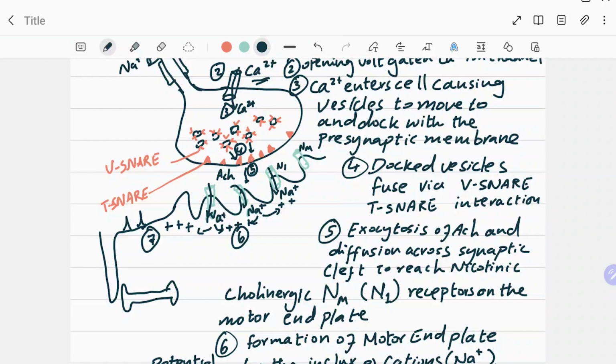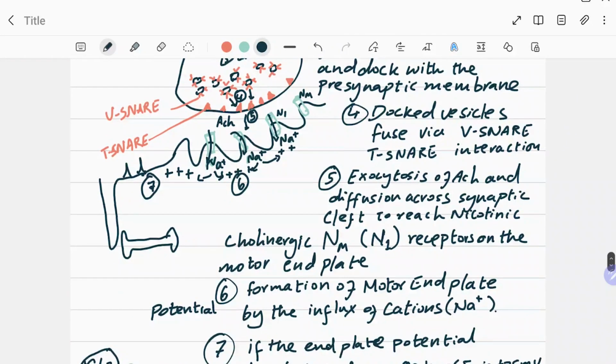Then step 4, after the docking takes place, the vesicles move and fuse with these red regions I told you about, the T-SNAREs and the V-SNAREs. Watch the previous part about the structure of the neuromuscular junction. Anyway, the V-SNAREs and T-SNAREs fuse, and docking takes place over there. And then step 5, exocytosis. Acetylcholine is released into the synaptic cleft from the vesicles due to exocytosis.